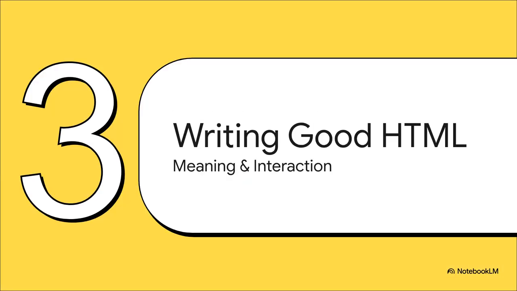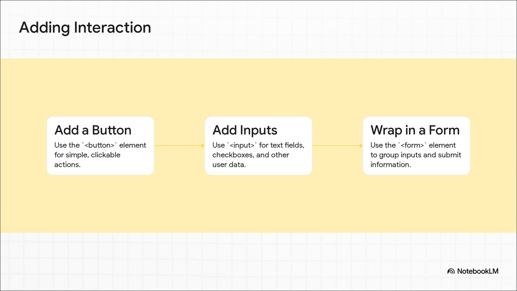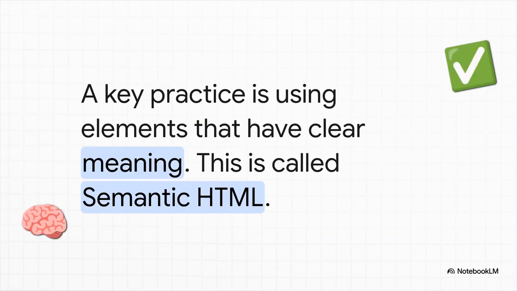So you get the basics of building a page, but what really separates a basic page from a good one? Well, it comes down to interaction, meaning, and really understanding HTML's role in the bigger picture. The web isn't just for reading anymore. We need to interact with it, so HTML gives us tools for that. We can add a button for users to click, or different input fields to collect data, for text or checkboxes. And all of these are usually wrapped up inside a form element, which manages how all that user data gets collected and sent.